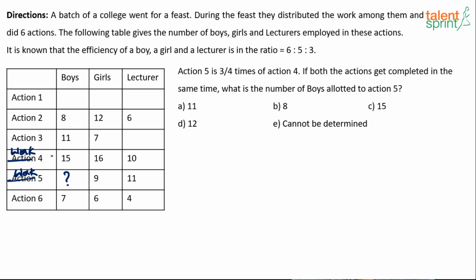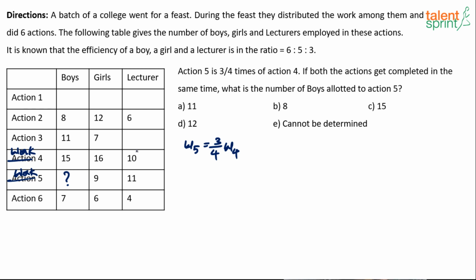We have always talked about work equals number of men into number of days, or W1 by W2 equals P1 D1 H1 by P2 D2 H2. So action here is basically your work. He says action 5 is 3/4 times of action 4, right? So W5 is equal to 3/4 times of W4. If both the actions get completed at the same time, what is the number of boys allotted to action 5?